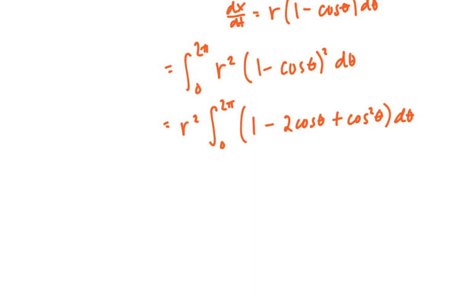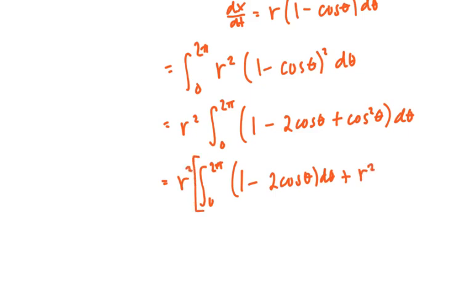Now, some of that is easy to integrate. So let's say r, 0 to 2 pi, (1 minus 2 cosine theta) d theta plus r squared, or we could put a big bracket here and not put the r squared. Now, let's look at this last term. Cosine squared theta is 1/2 times (1 plus cosine 2 theta) d theta.